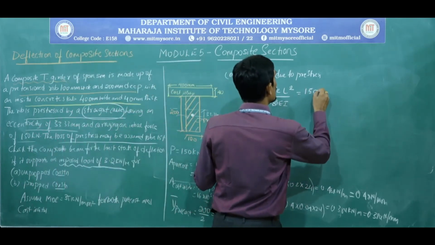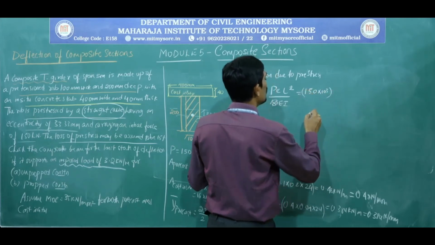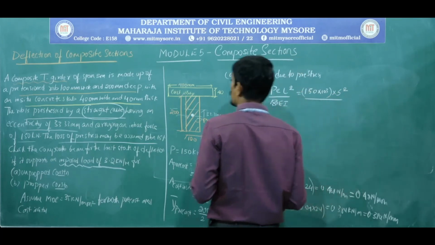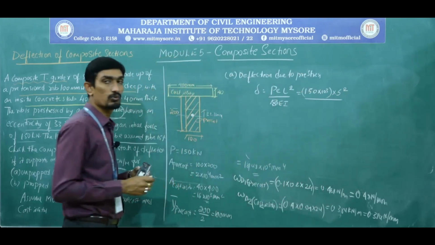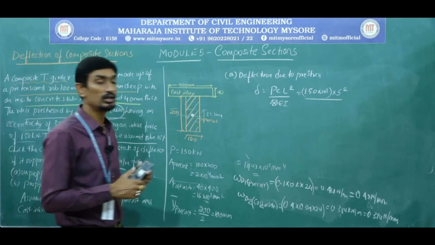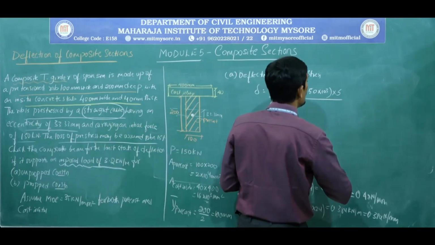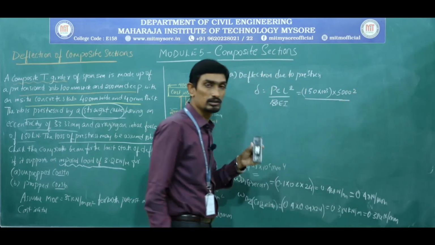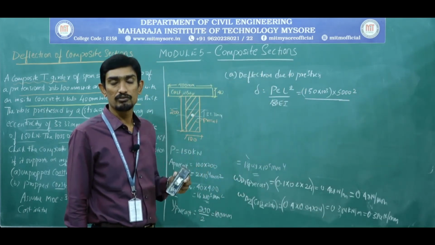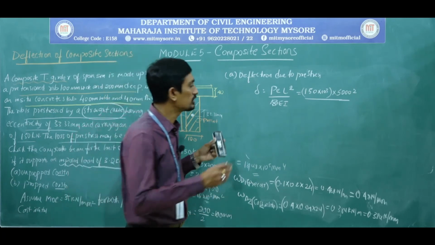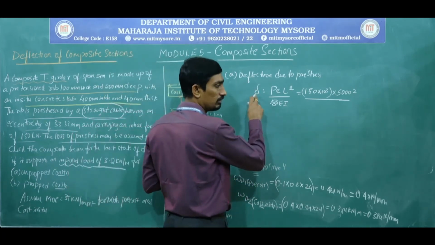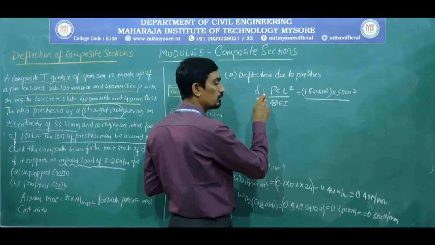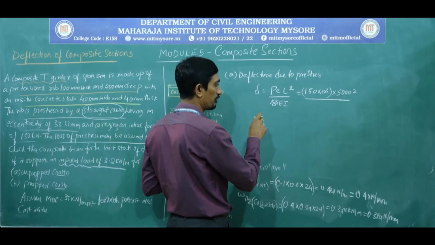So I will substitute in Newton now, 150 into 10 to the power of 3, multiply by the span 5 square. Okay, so now if you substitute 5 square, it will be wrong. It will be 5000 square. Why? I need to convert this into millimeter. So these are all the things I keep on specifying. You need to be very cautious. You need to see, oh, I require deflection. So deflection will be in millimeter. So convert the entire thing into Newton per millimeter square or millimeter.